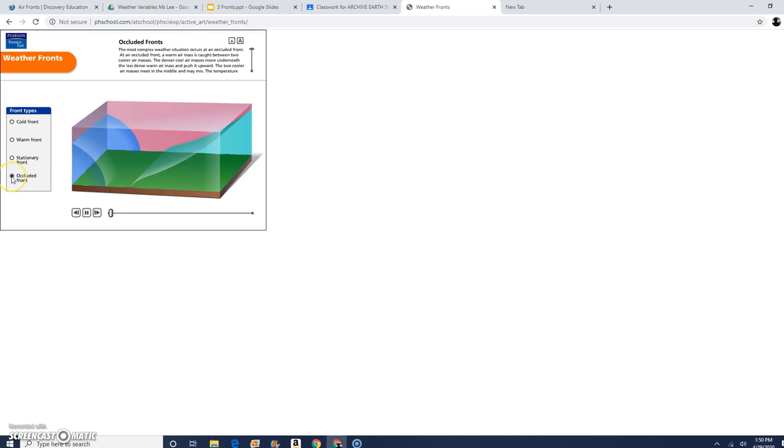The last one is occluded, and you don't really see this too much on the weather maps. This is when you have cool air and cold air, and one is going faster than the other, causing that warm air to get stuck up there. And you get just a lot of clouds and some rain pushing around. But remember, we don't really test anything on this one.